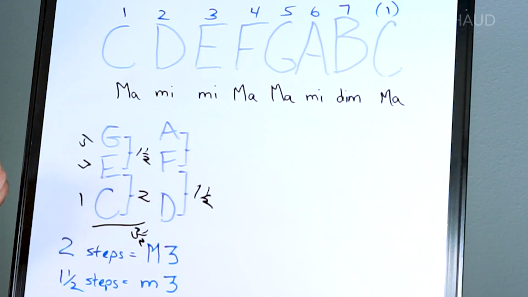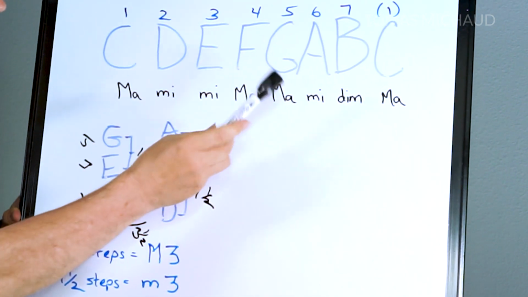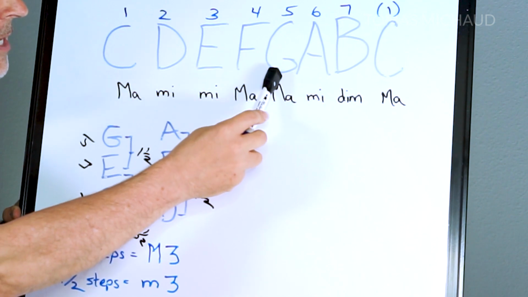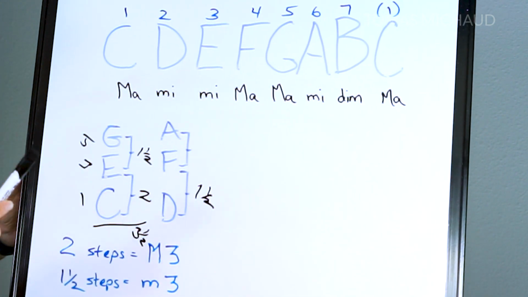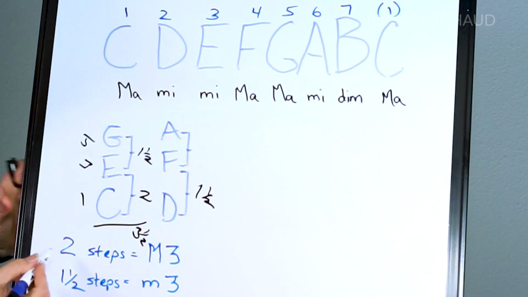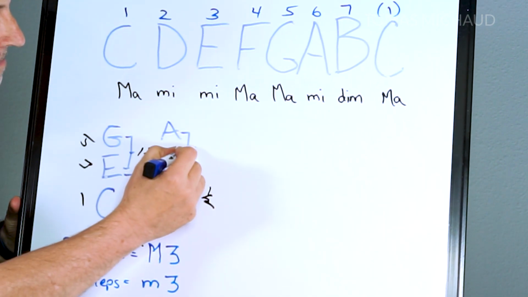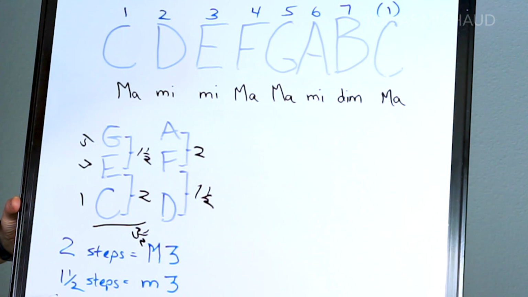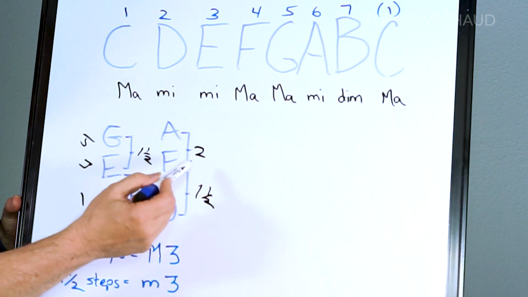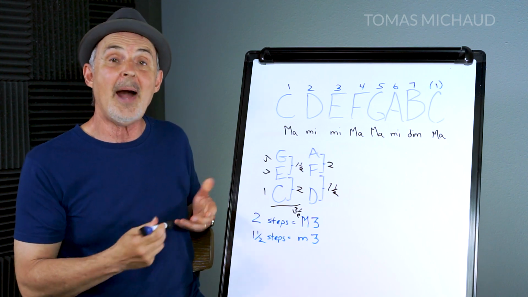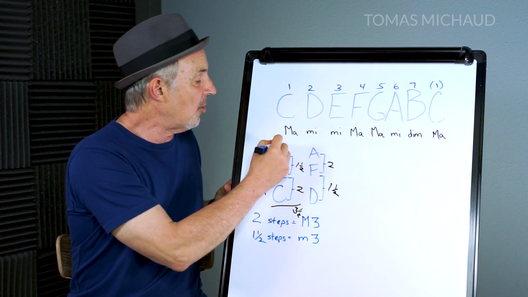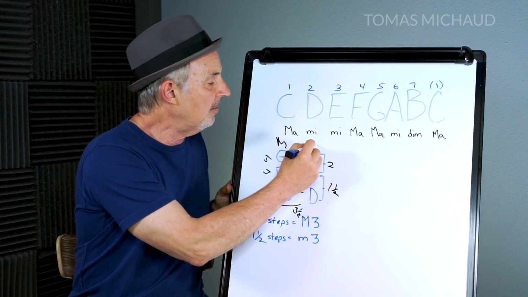Okay? Now from F to A, let's try it. F to G is a whole step, and G to A, another whole step. That's 2 whole steps, or what we call a major third. So we have a minor third, 1.5 steps, underneath a major third. That's the formula for a minor chord. So this is a major, and this is a minor.